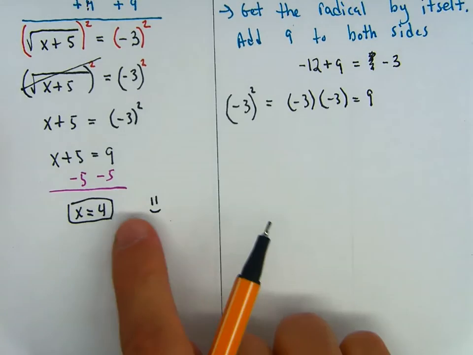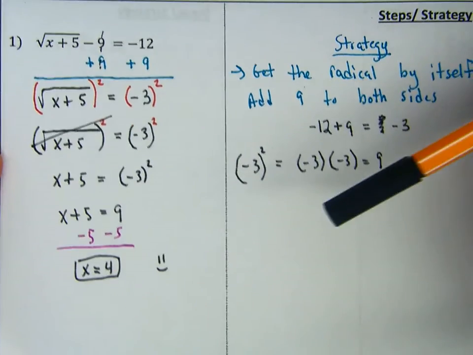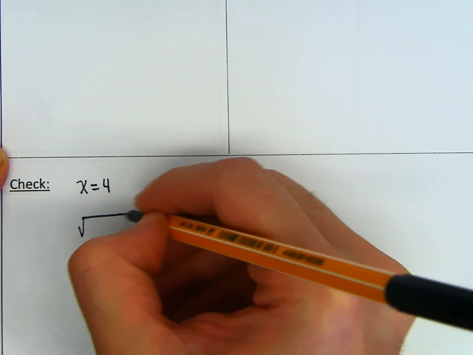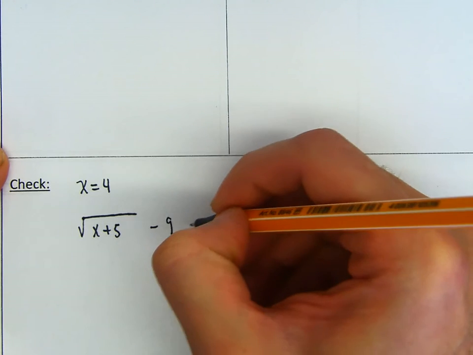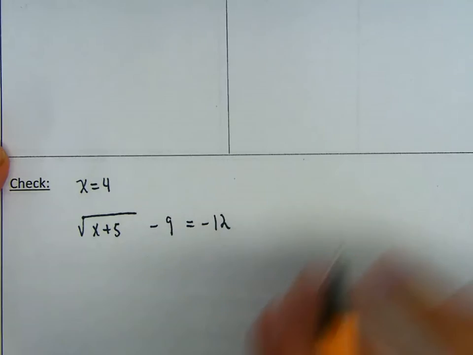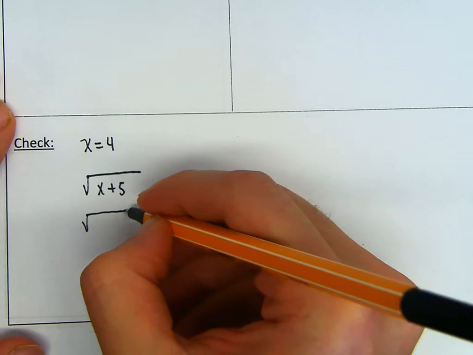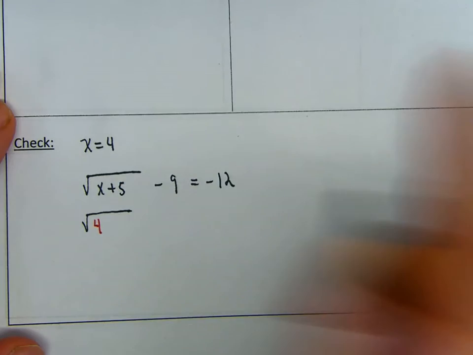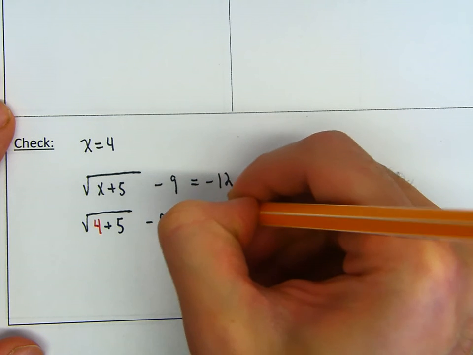So notice that we got x equals 4 again for another problem. But what do we need to do? What should we do? Let's check x equals 4 for square root of x plus 5 minus 9 is equal to negative 12. Let's plug in 4 in here. So this is square root of 4 plus 5, minus 9 equals negative 12.